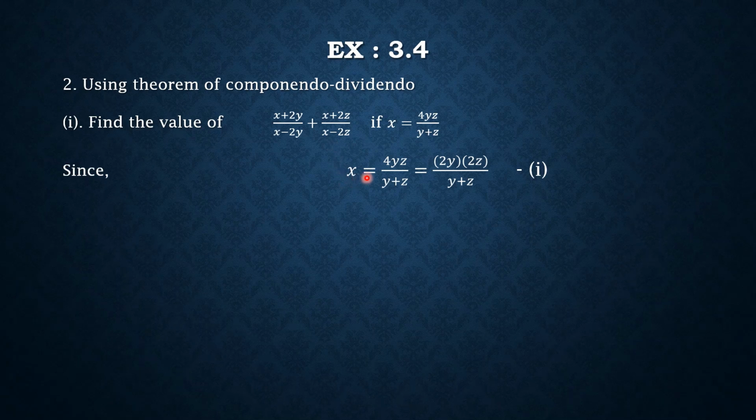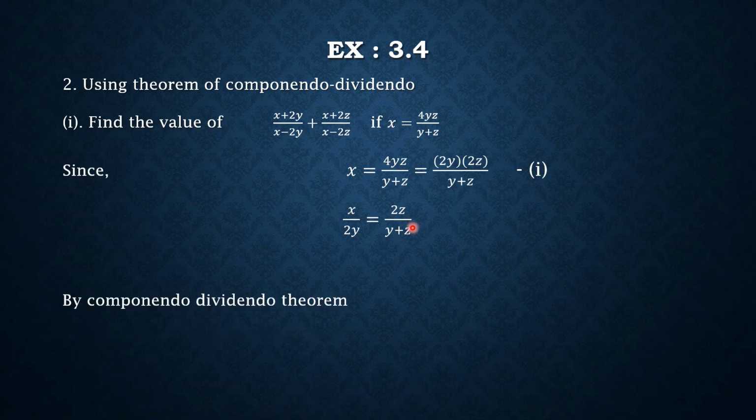Since x equal to 4yz over y plus z, we can write this as 4yz can be written as 2y into 2z over y plus z. This is equation number 1. So from this equation, we can write x over 2y equal to 2z over y plus z. We transposed the 2y, which was in the numerator, to the left, then we will get x over 2y equal to 2z over y plus z.